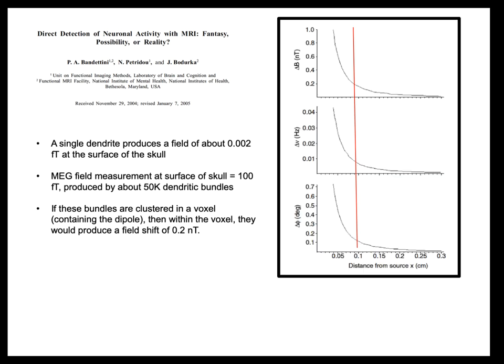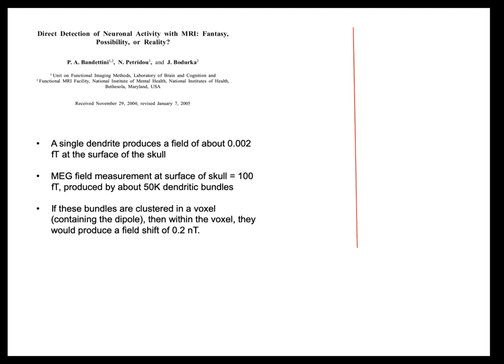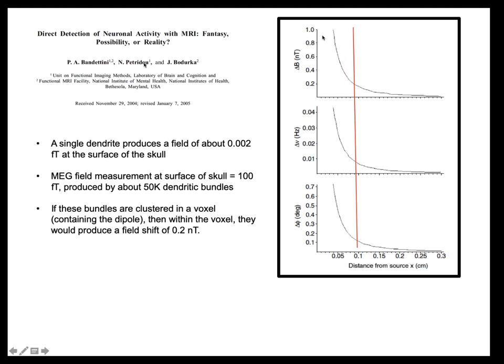So we've done calculations based on the idea that at the surface of the skull, it's 0.002 femtotesla, and that MEG usually measures on the order of 100 femtotesla, which would be caused by about 50,000 dendritic bundles. If these bundles are clustered in a voxel, let's assume the bundle's right along this left side, the field would fall off, but not that much. By the time you get to the end of the voxel, you would have a field of about 0.2 nanotesla.